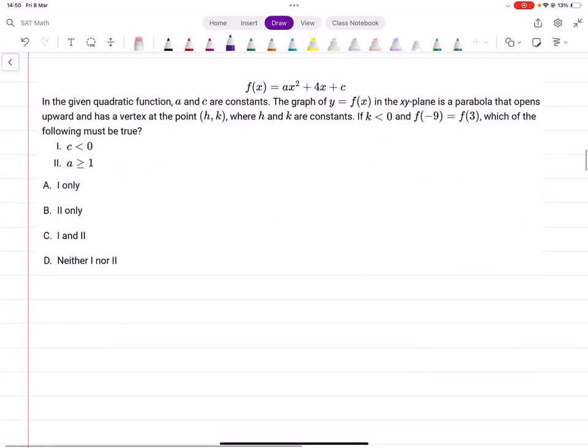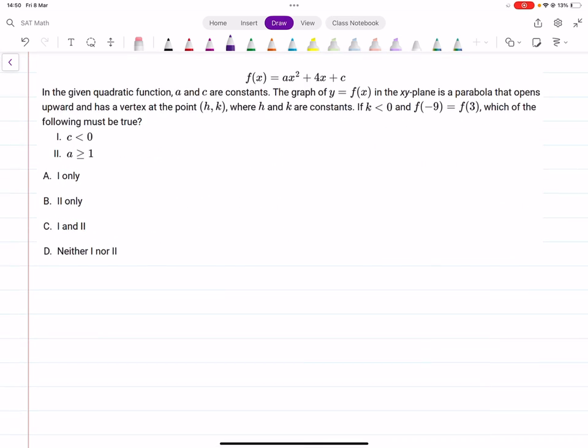Okay, let's move on. Now we have a quadratic equation. In this, a and c are constants. The graph of y equals f of x in the xy plane is a parabola that opens upwards, and it has a vertex at the point (h, k) where h and k are constants. If k is less than 0 and f of -9 is equal to f of 3, which of the following must be true? c less than 0, a greater than or equal to 1, and we have these different options.